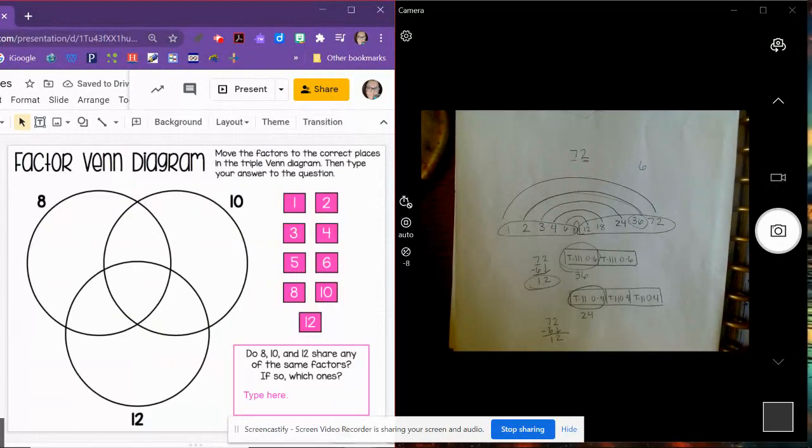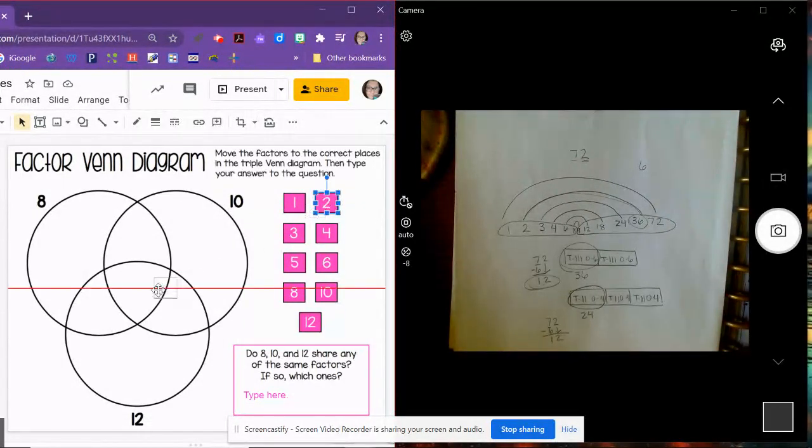All right, so then this next one is a Venn diagram. All you're doing here is dragging the factors into the different areas. So some of the factors are going to be the same. Like for example, if you factor out 8, we know that 2, all of these numbers are even.